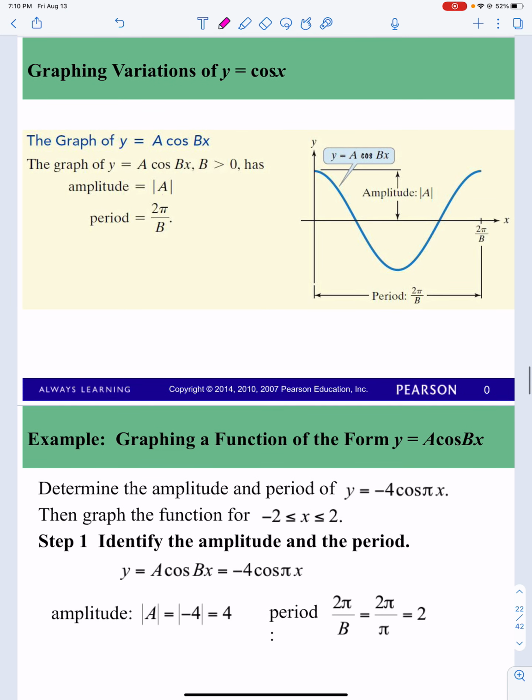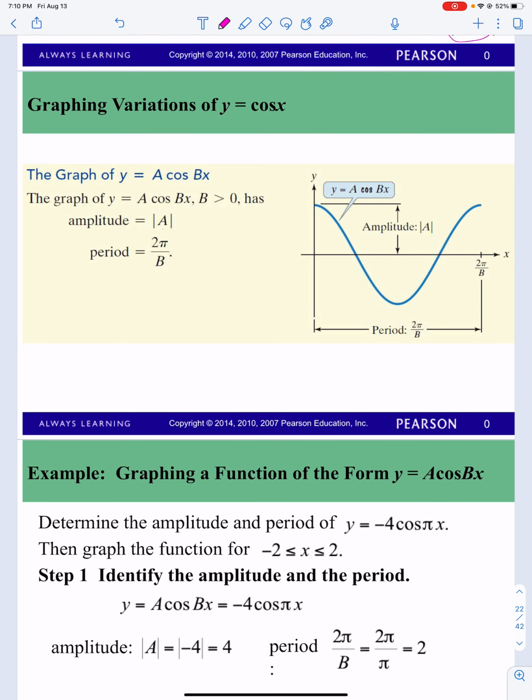Okay, so let's see whether we can do this one really quickly. y equal to negative 4 cosine pi x. What is the amplitude? Here is what? The absolute value of negative 4, which will be what? 4. So the period here is what? 2 pi over pi, which will be what? 2. So it's 2, not in terms of pi this time.